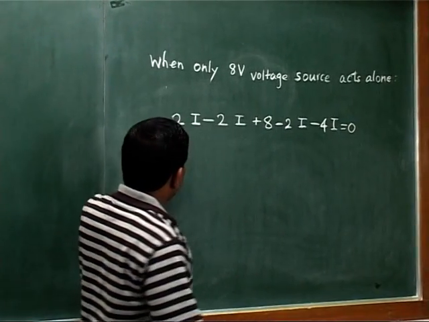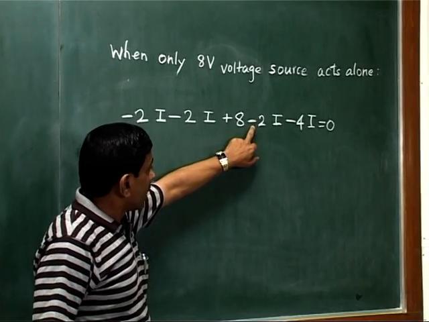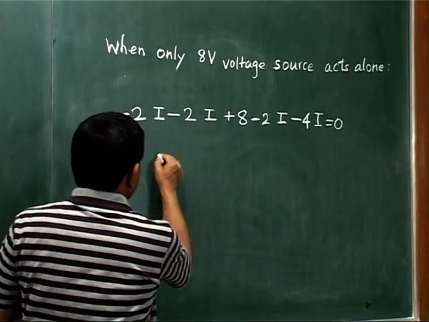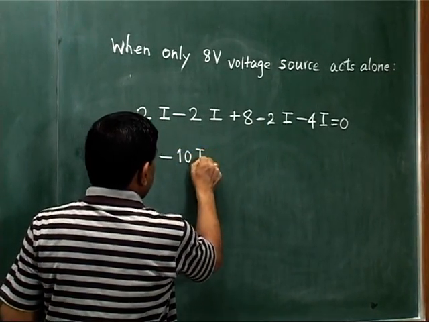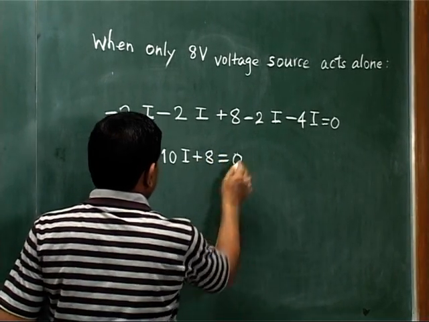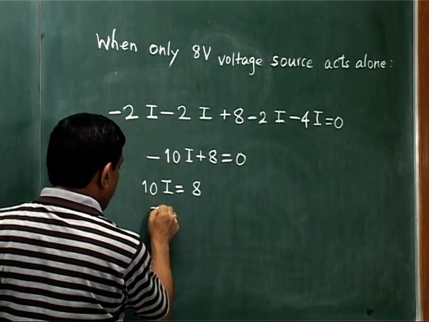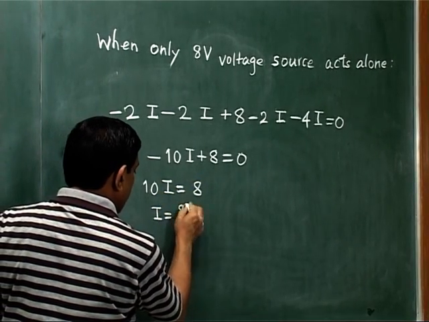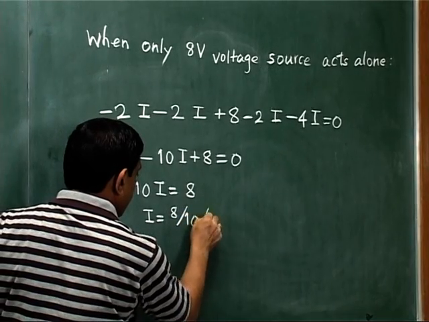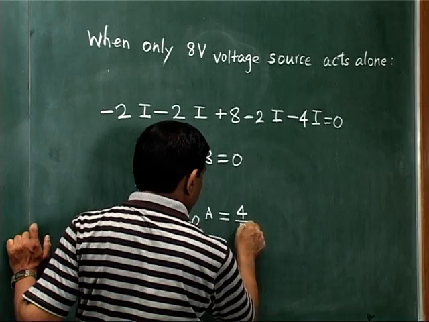So we will get 2 minus 2 is minus 4, minus 4 and minus 2 is minus 6 and minus 10I. So minus 10I plus 8 must be equal to 0. That means 10I equals 8 and so I will be equal to 8 by 10 ampere. So it will be equal to 4 by 5 ampere.